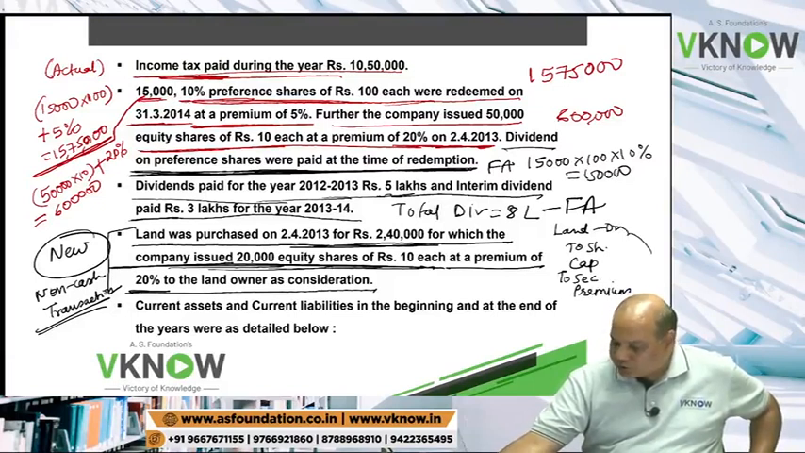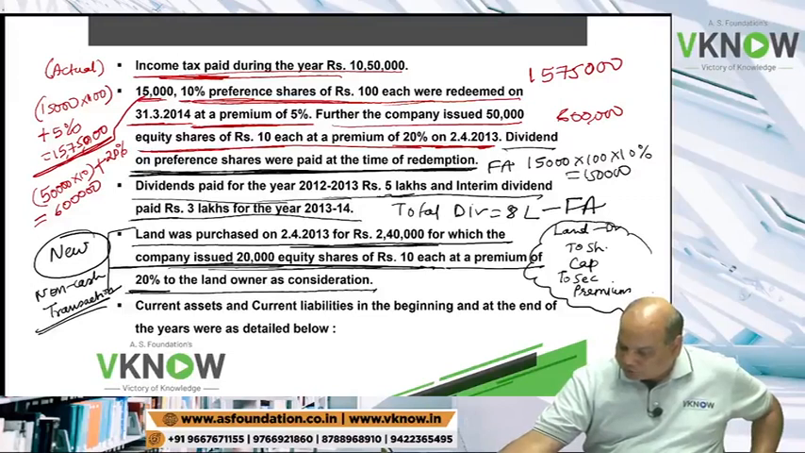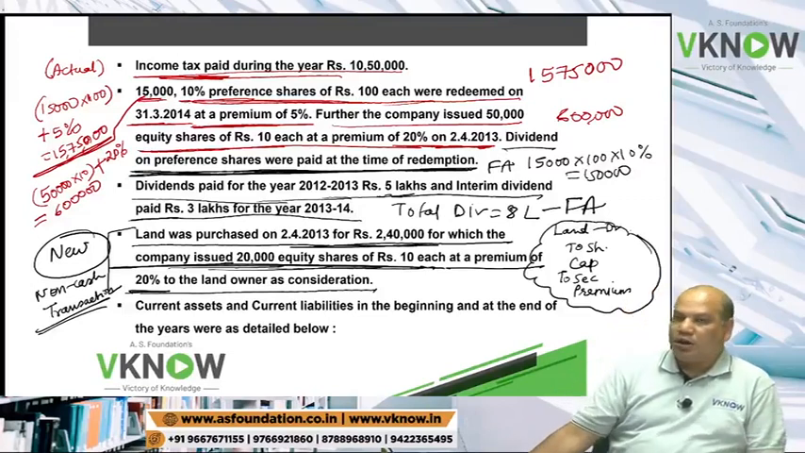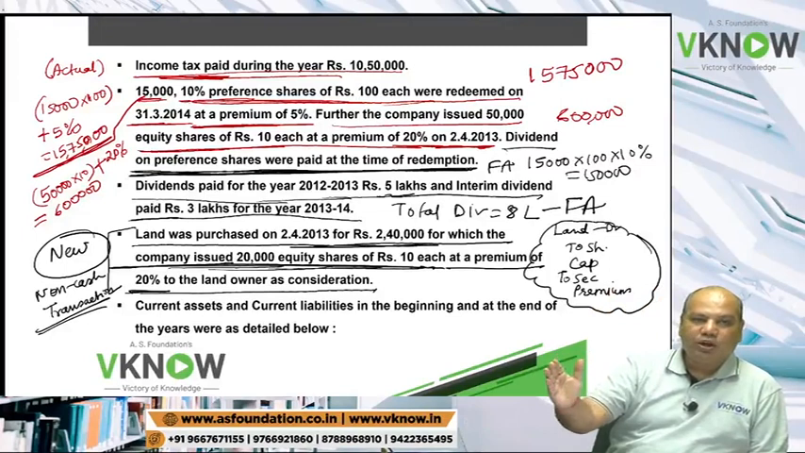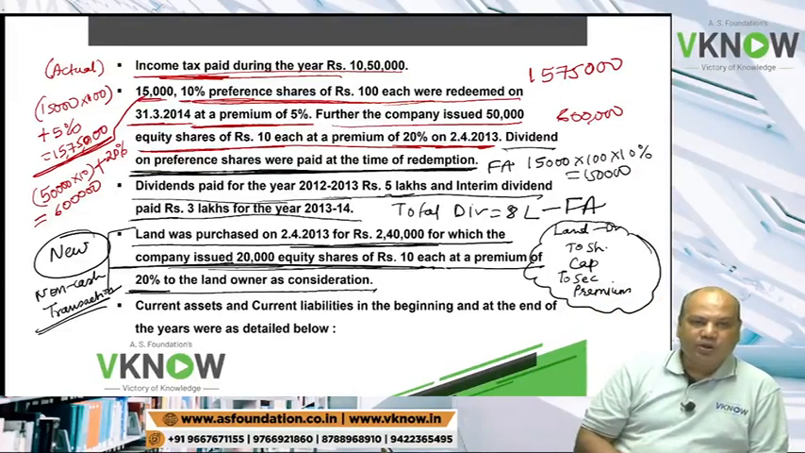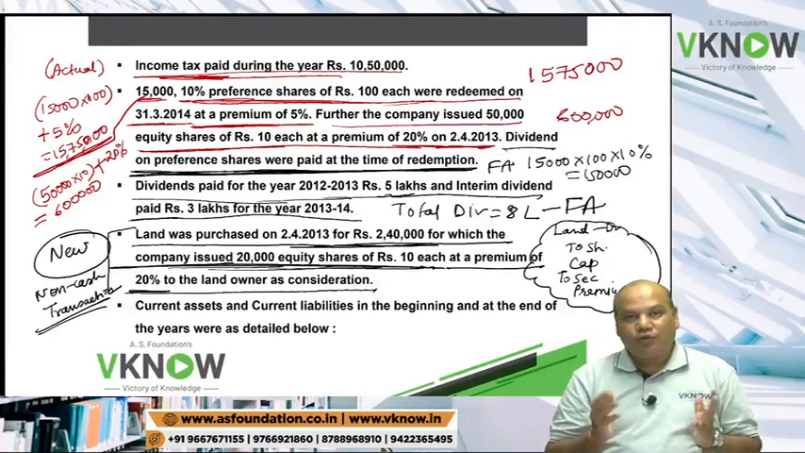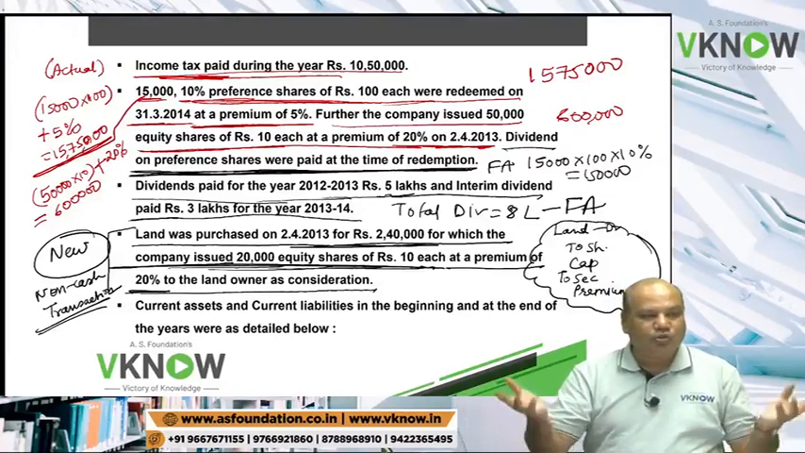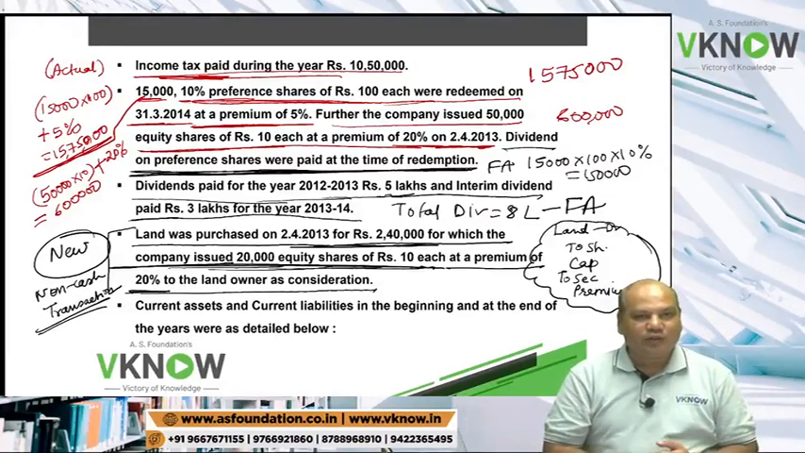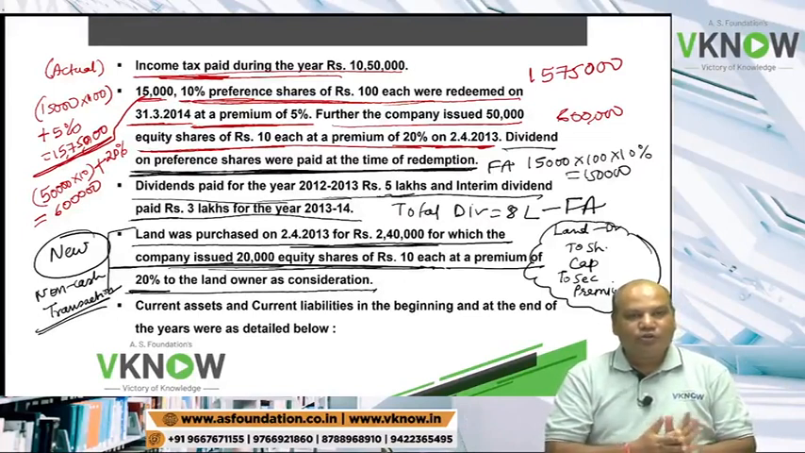There is no cash. If you pass the journal entry for this, the entry would be land account debit to share capital, to securities premium. Since no cash inflow or outflow has happened, this item will not appear in the cash flow statement. That was given to confuse you. And if you got confused, cash inflow from operating activity will increase and cash outflow from investing activity will increase.